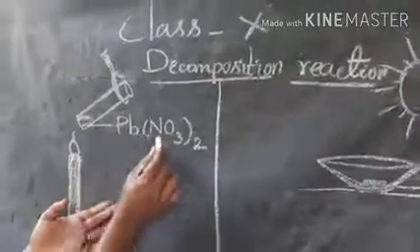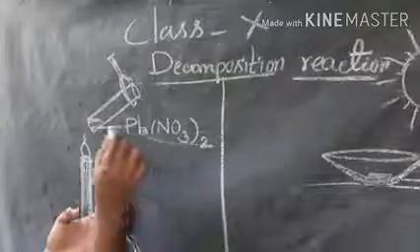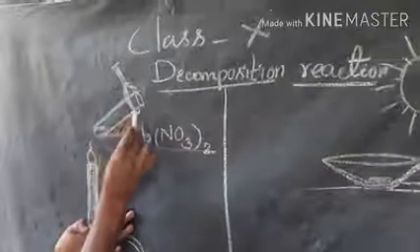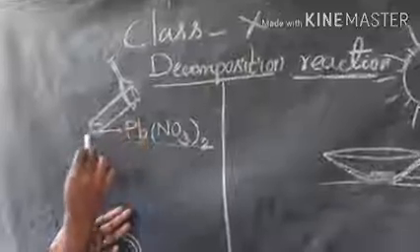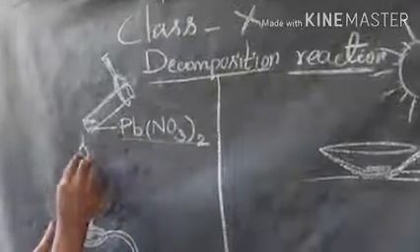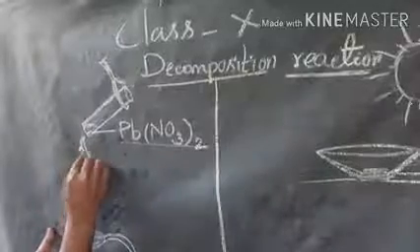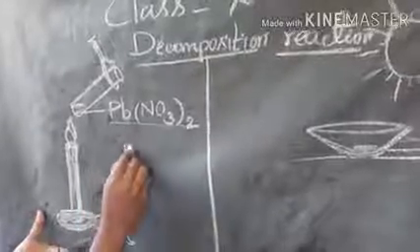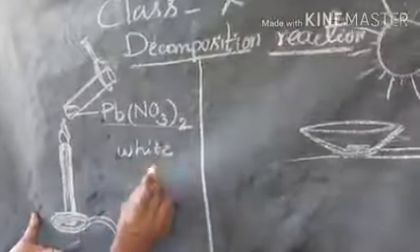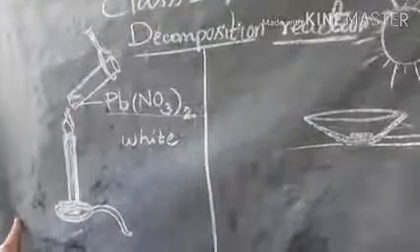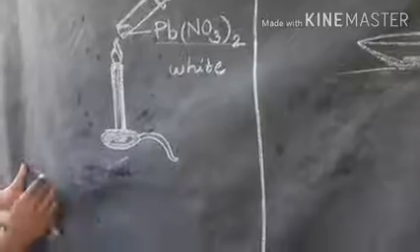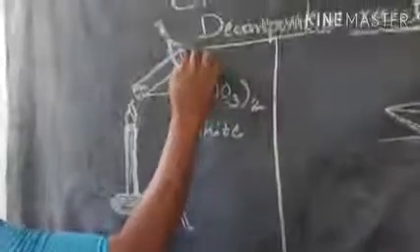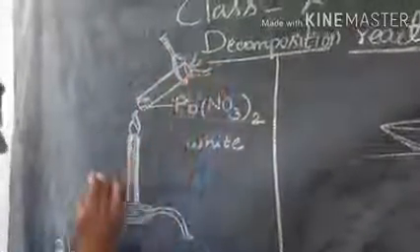A little amount of lead nitrate is taken in a test tube. It is held with a pair of tongs and the test tube is heated with the help of a gas burner or candle or whatever it may be. The color of lead nitrate is white powder. After some time, it is observed that brown color gas is escaped.